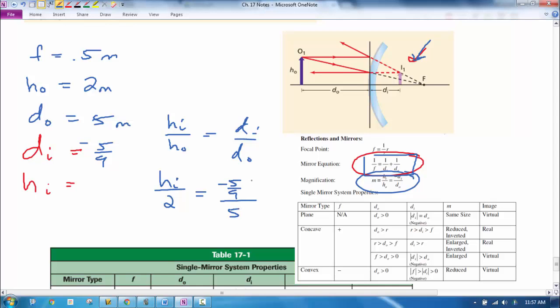I'll multiply by 1/5 instead of divide by 5, and I'll multiply both sides by 2, and I'll get the height of the image is equal to, 5's cancel, this negative sign went positive, and we have 2 over 9. So the height of the image should be 2 over 9, and that's 2/9 of a meter.